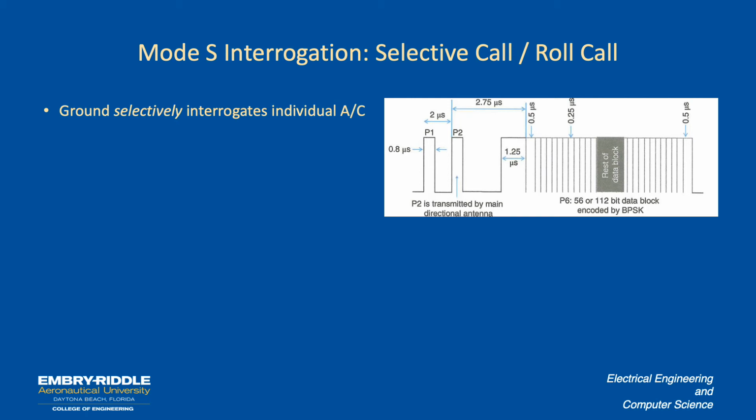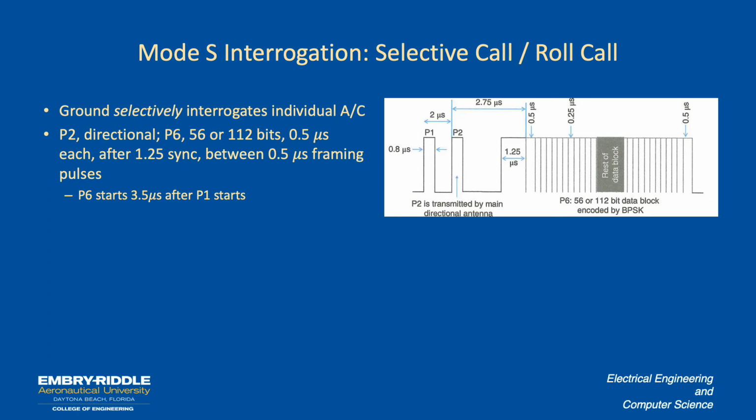The selective call is when P2 is transmitted by the main directional antenna. The selective call is when the ATC is addressing the individual aircraft. So now P2 is transmitted by the directional antenna, and then P6 is going to be this compound pulse, which starts with a 1.25 microsecond pulse. Then there's a synchronization that happens in the transition of the next 0.5 microsecond framing pulse, which will have one of these phase shifts, encoded using what's called binary phase shift keying.